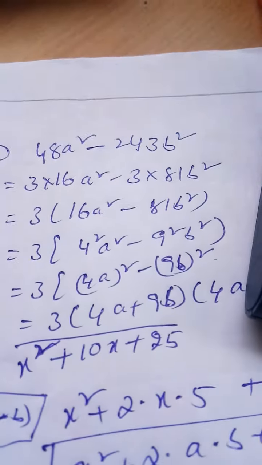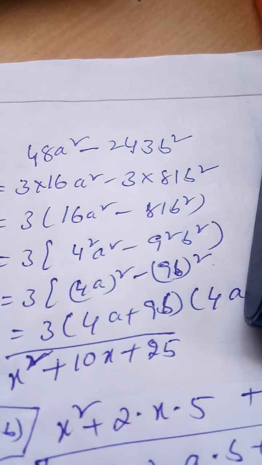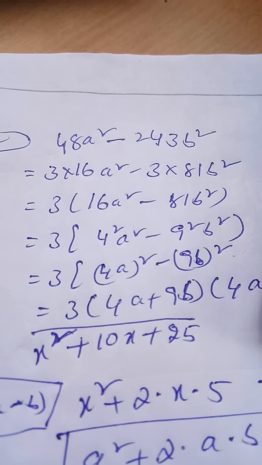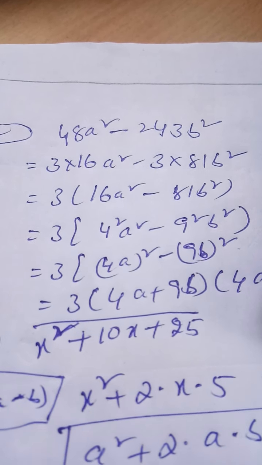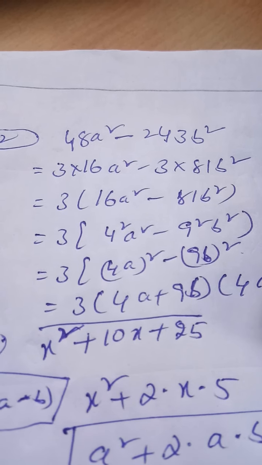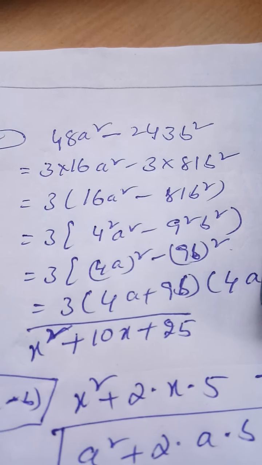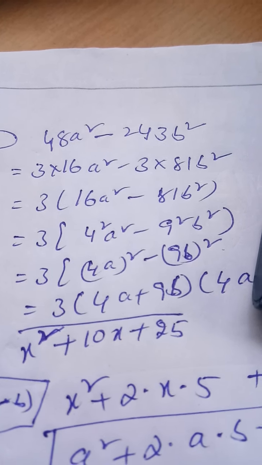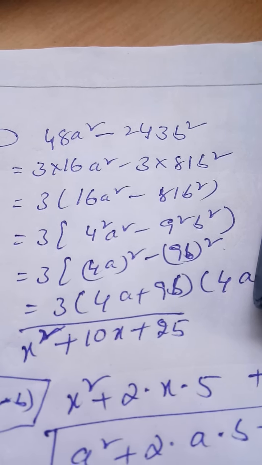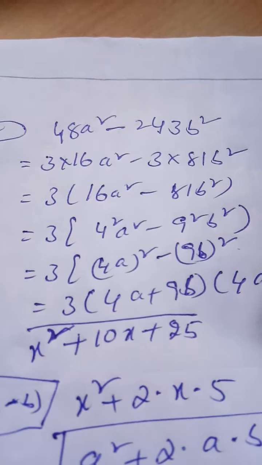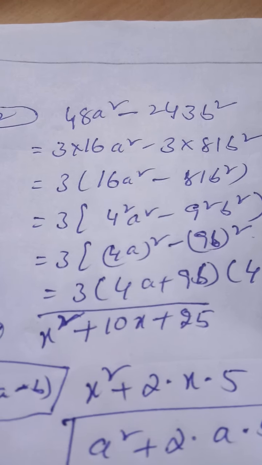We can solve another problem. Here 48a square minus 243b square. If you observe here, 48 is not a perfect square. A perfect square is nothing but 4, it is 2 into 2; 16, it is 4 into 4; 9, it is 3 into 3. Like that we can write it as a product of two equal numbers. So 48 is not possible to write as a product of two equal numbers.